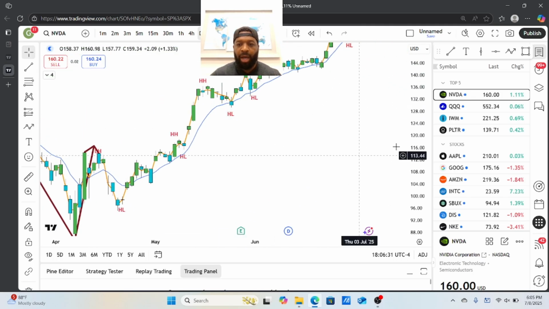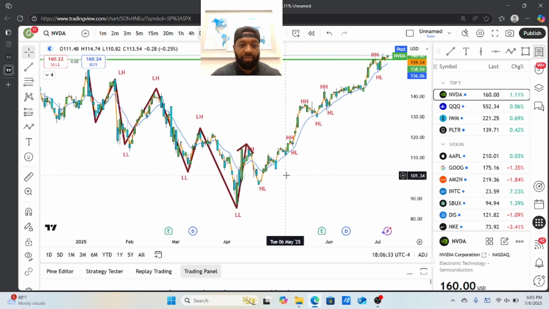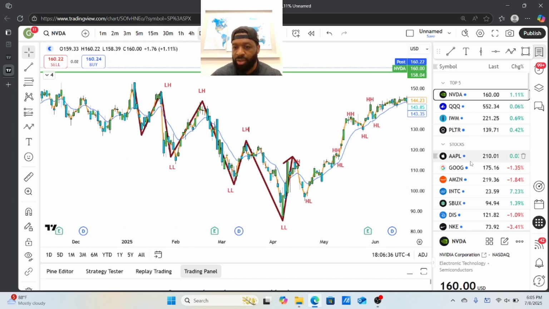Right. So, that's market structure, very simply explained. I'll do another demonstration here.